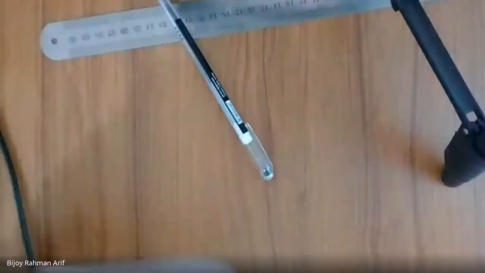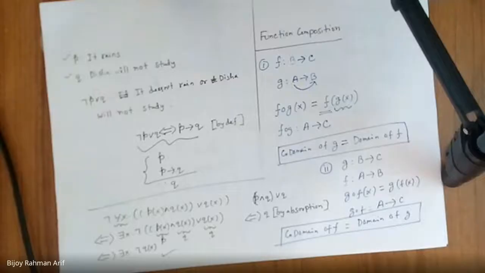Am I right? And sir, one more thing here. What you wrote, P and P implies Q is equal to Q, like inferencing. This means P and P implies Q, right? P and P implies Q equals Q, right? Yes. But in the question, it was nowhere mentioned that it rains and it does not rain, or Disha will not study. The 'and' was not mentioned anywhere.